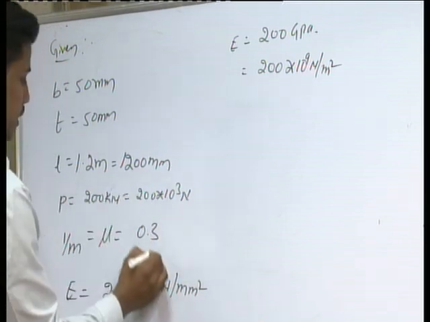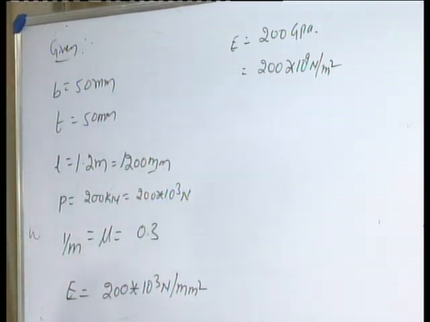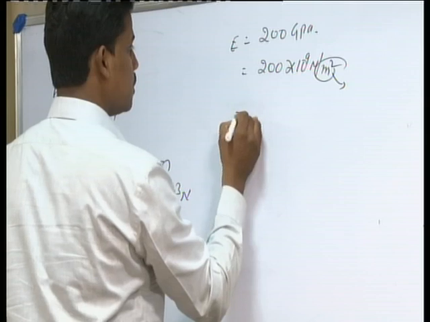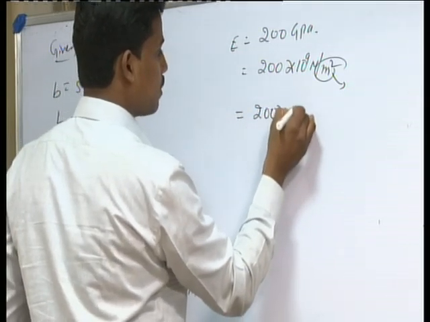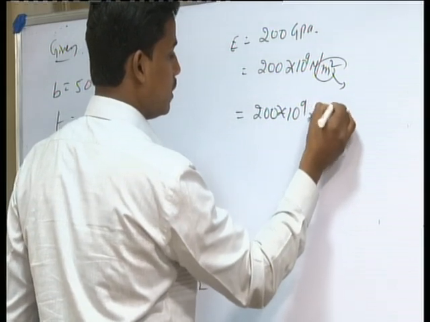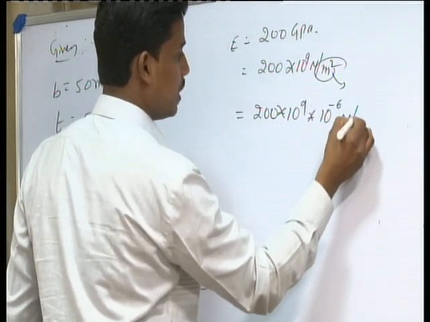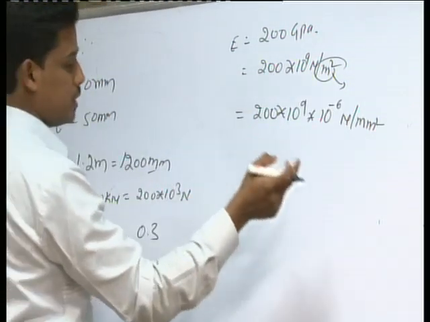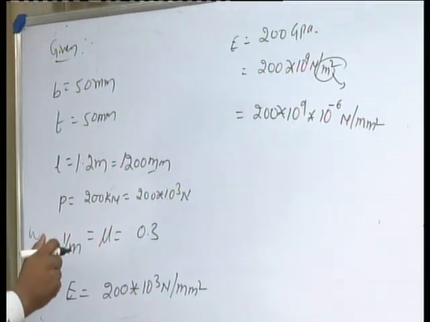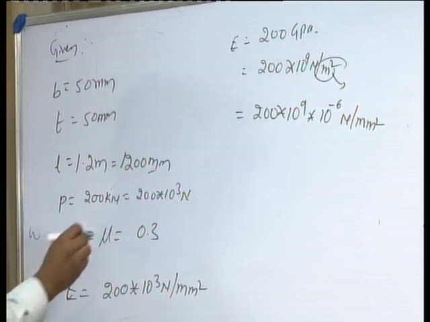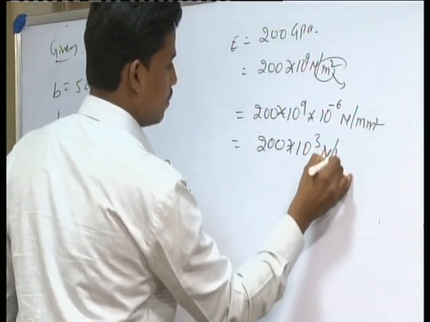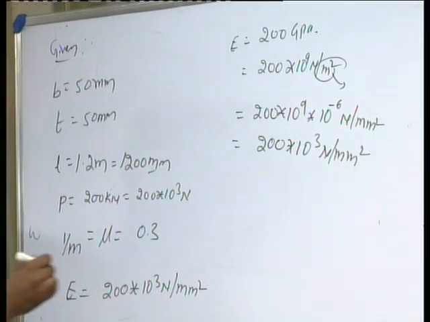Here we are converting all the units to millimeter. So we convert this meter square into millimeter square. That gives 200 into 10 to the power of 9 into 10 to the power of minus 6 Newton per millimeter square. Since meter square is in the denominator, when it comes up it becomes minus. So finally we will get 200 into 10 to the power of 3 Newton per millimeter square.